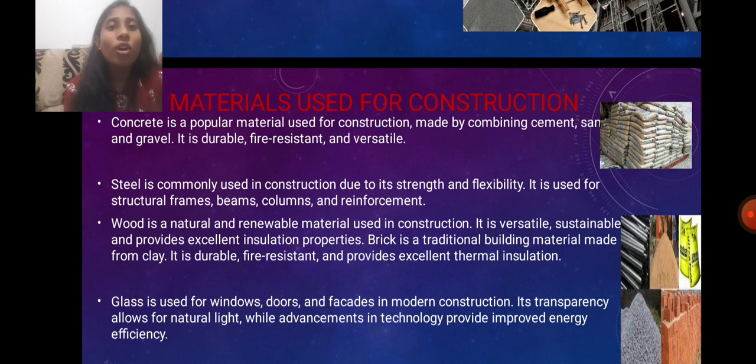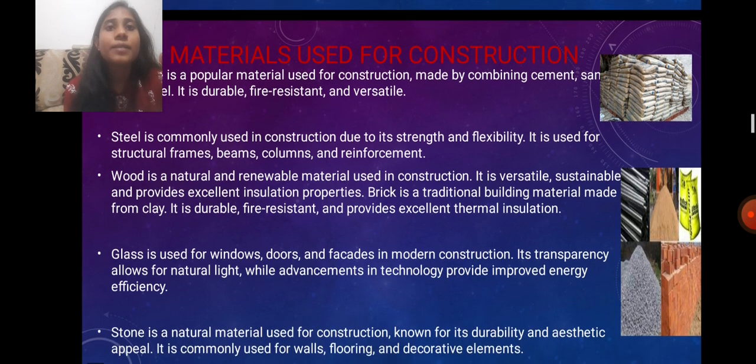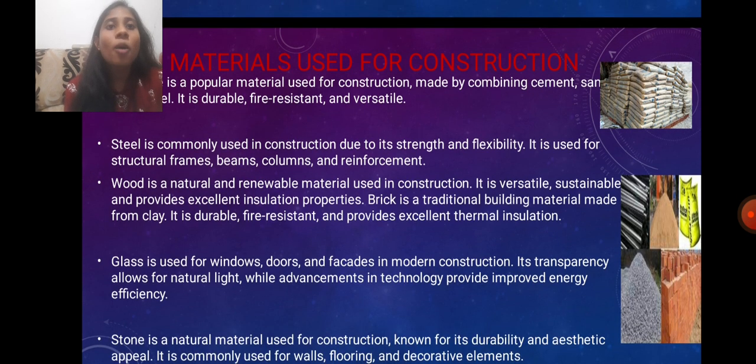First and foremost, concrete. Concrete is a popular material used for construction made by combining cement, sand and gravel. It is durable and fire resistant. Steel. Steel is commonly used in construction due to its strength and flexibility, and it is used in construction frames, beams, columns and reinforcement.